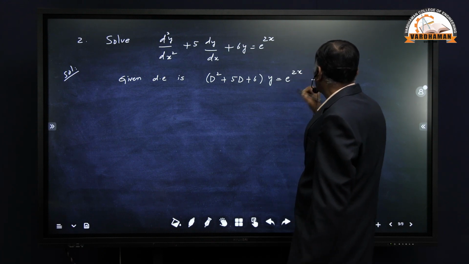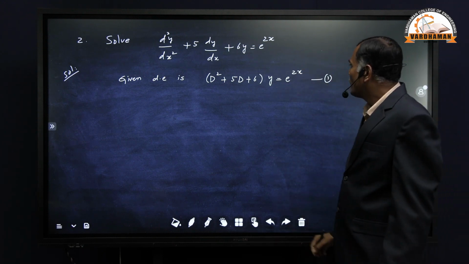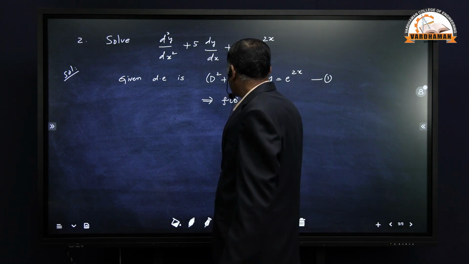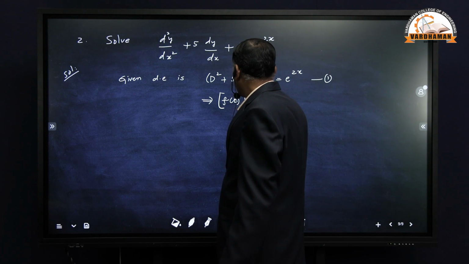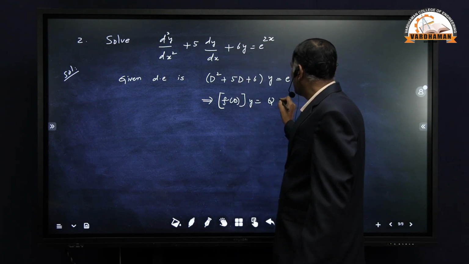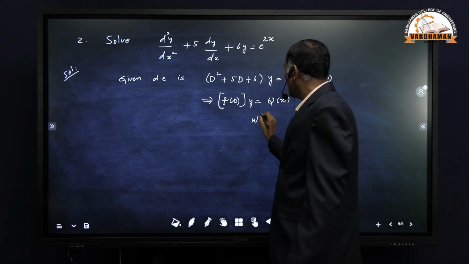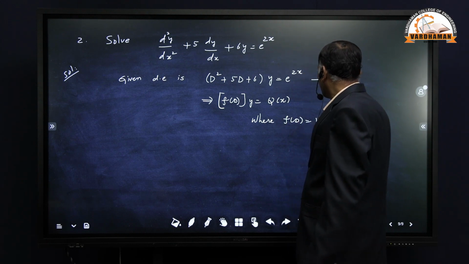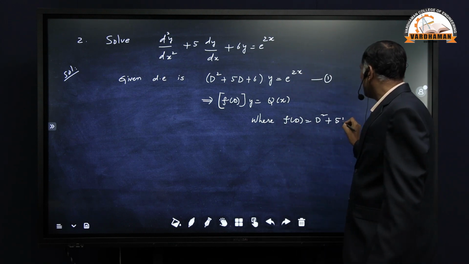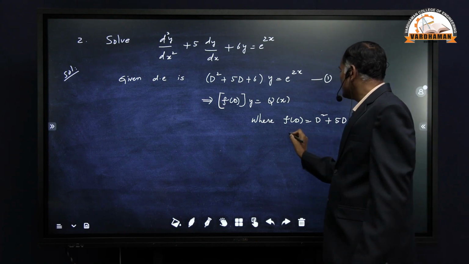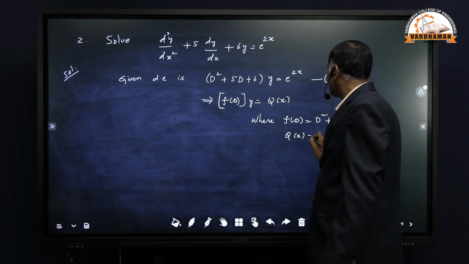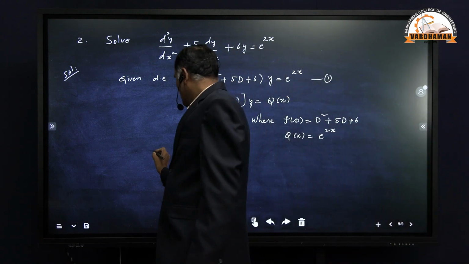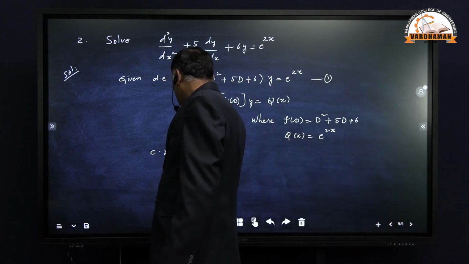This is the given differential equation. Now here it is of the form f of D into y equals Q of x, where f of D is nothing but D square plus 5D plus 6 and Q is nothing but e power 2x. Let us write a complementary function of this problem.